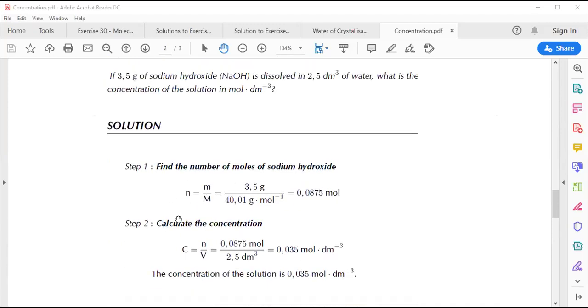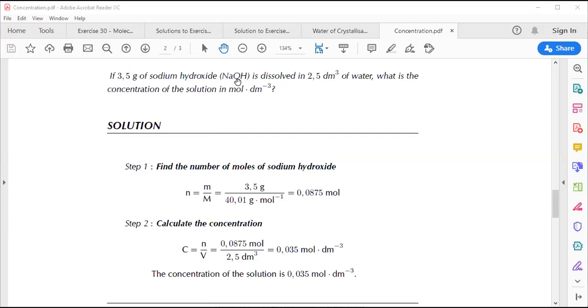According to the formula, what do I have? I've got only concentration is equal to number of moles over volume. So I need to get the n first. How do I get number of moles? I use number of moles is equal to mass over molar mass. Is that clear? What is my mass? Mass is 3.5. So I substitute over the molar mass. Which substance am I talking about? I'm talking about sodium hydroxide. So I go to the periodic table and check what is the molar mass: for sodium it is 23.